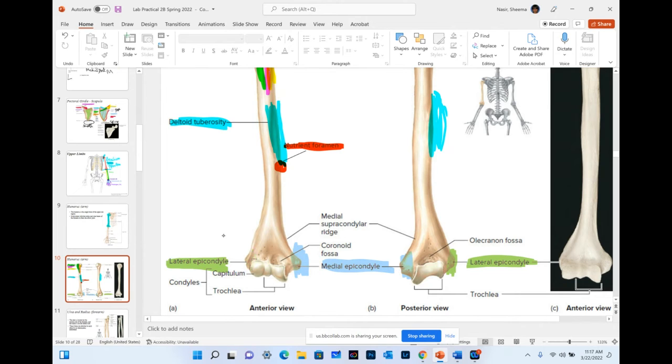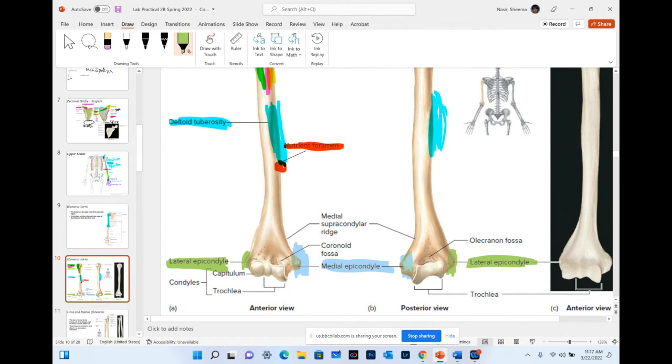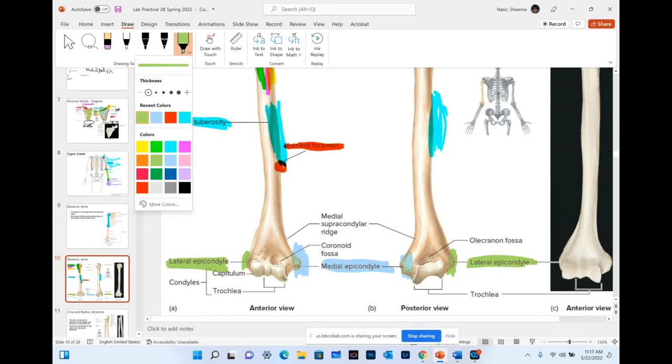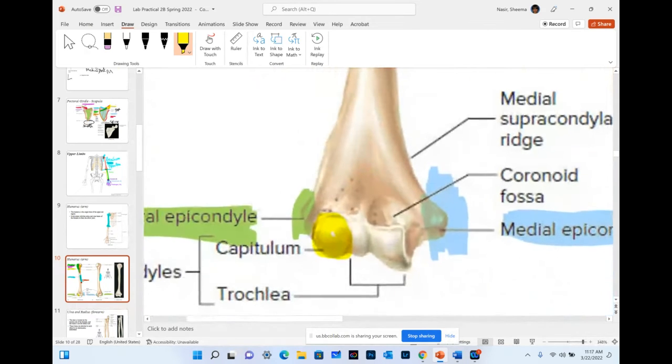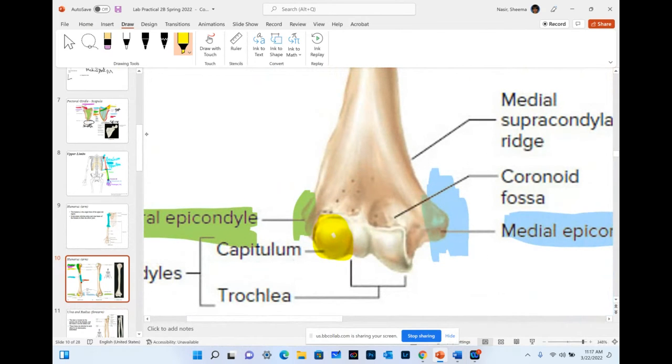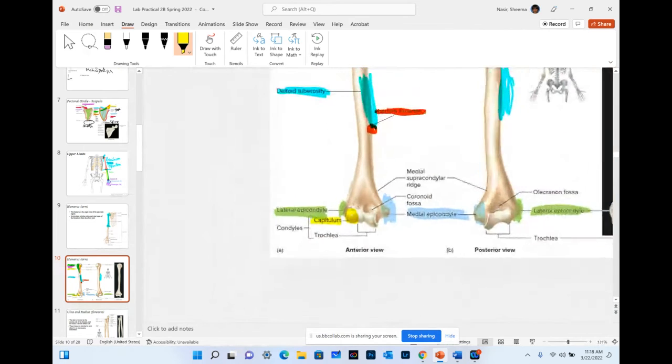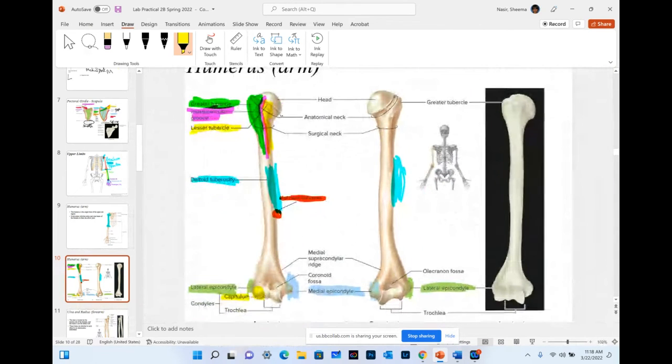Now, notice two things. There is this rounded area right here. This rounded area is called capitulum. Capit means head, and it is rounded like a head. Do you understand? Capitulum is this rounded area.